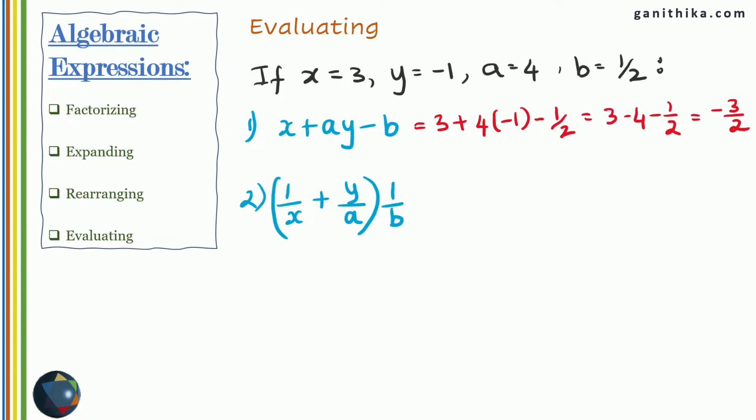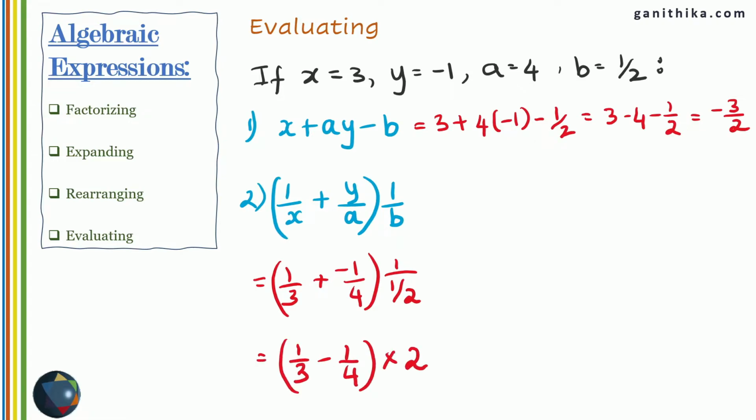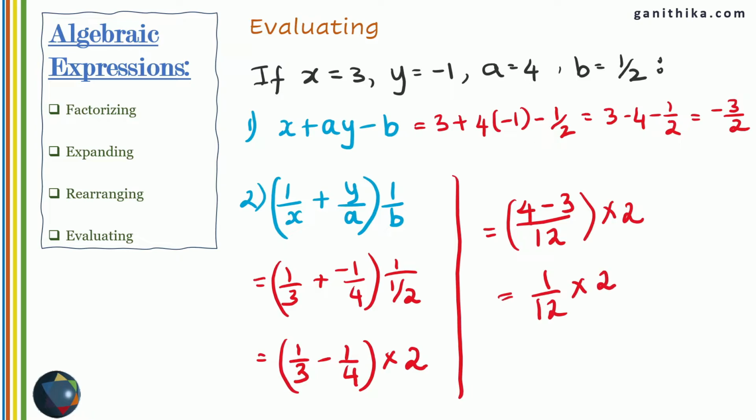Next, I'm giving you one more expression, slightly difficult, and see if you are not making any mistake in substitution and simplification here. So substitute the value. X is equal to 3, y equal to negative 1, a equal to 4, b equal to half. Remember here b is half, therefore 1 over b will be 1 over half, which will eventually become 2. So this is actually 1 over 3 minus 1 over 4 times 2. Simplifying this, you will get the final answer as 1 over 6. So this simplification can be done in any way you want. So this is under evaluation of expressions by substituting the values given for each variable into the expression.